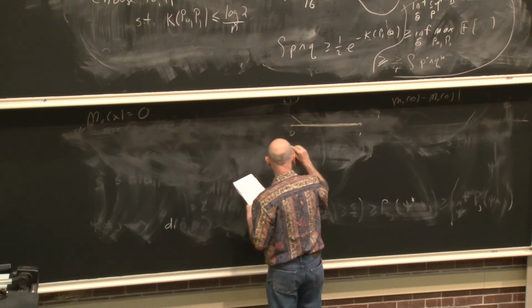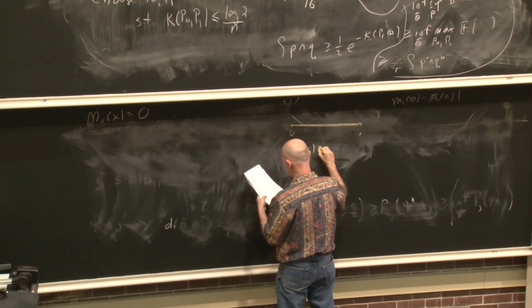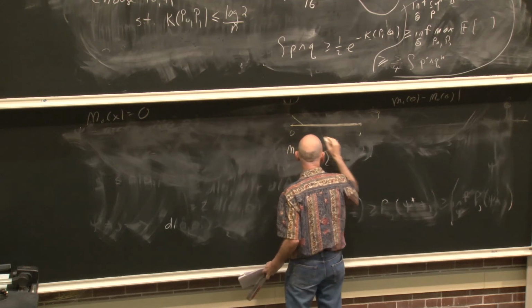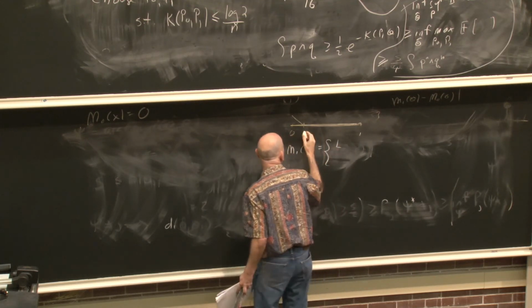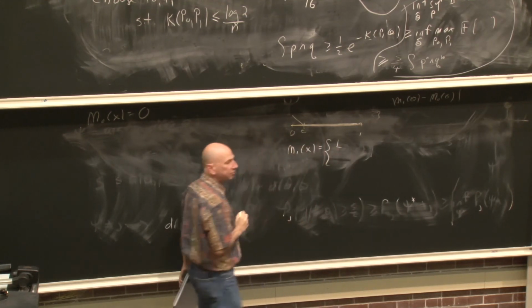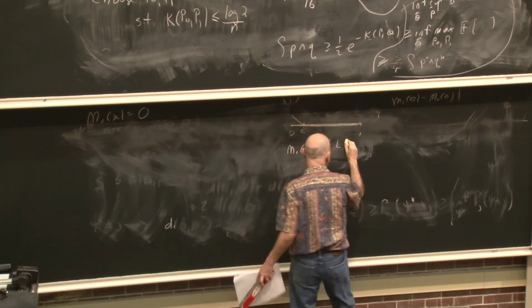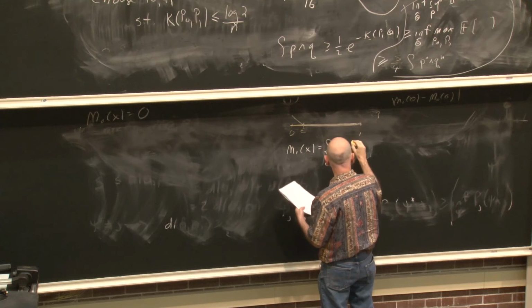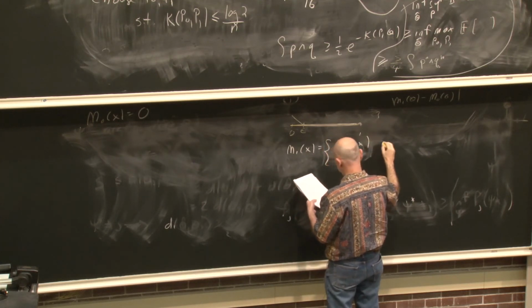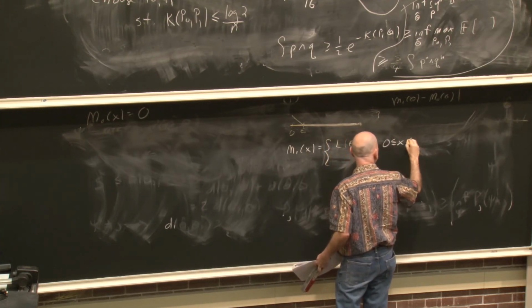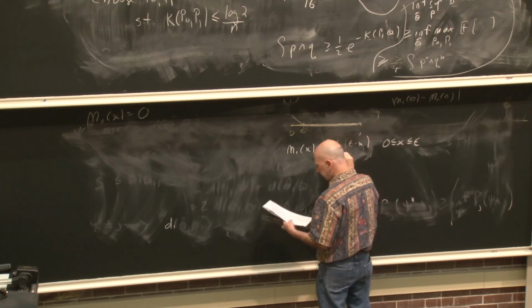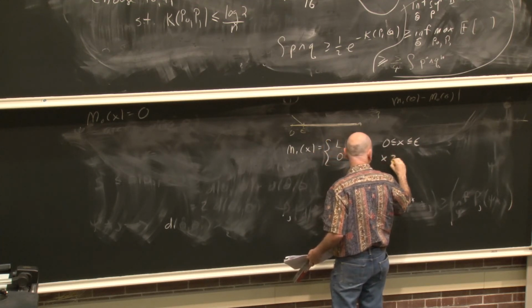So my m1 is just this piecewise linear guy. It's L, and I'm going to pick a number. I'm going to call this epsilon. There's kind of a free parameter here. I'm going to have to figure out exactly where to put this. So this function is L times (epsilon minus x) for x between 0 and epsilon. And then it's 0 for x bigger than epsilon.